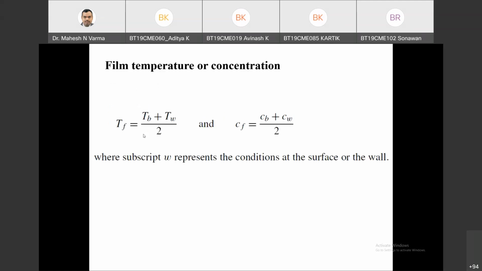Then film temperature. Sometimes the average of bulk temperature and wall temperature will be called the film temperature. Sometimes just the wall temperature is called the film temperature. So different definitions are available. Different scientists will define differently. But these are the common ones. Film temperature will be the average of bulk temperature and wall temperature. This is called the film temperature.